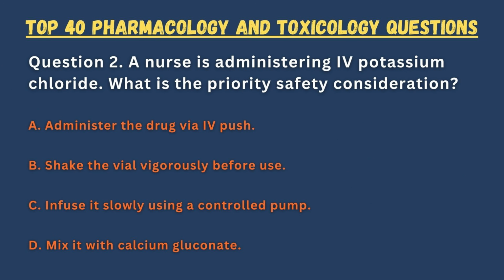Question 2. A nurse is administering intravenous potassium chloride. What is the priority safety consideration? A. Administer the drug via intravenous push. B. Shake the vial vigorously before use. C. Infuse it slowly using a controlled pump. D. Mix it with calcium gluconate.